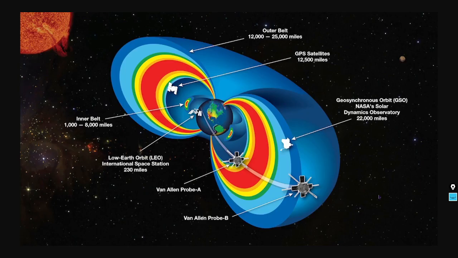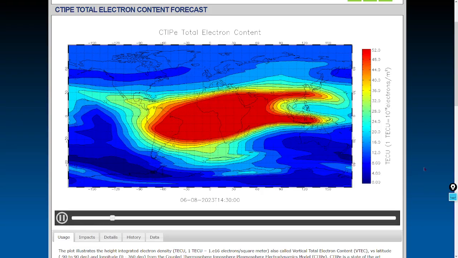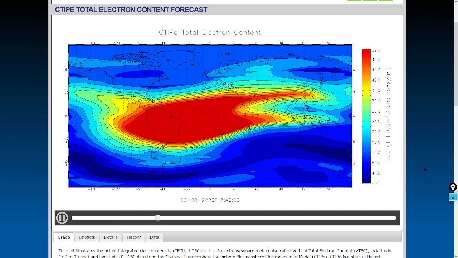We'll also show total electron content, which will show you the most likely places to see a GPS error. Your GPS could be off by thousands of miles if it has to communicate through a lot of free electrons. It's located about 12,500 miles of altitude, the inner portion of the outer Van Allen belt. And here is the electron content.